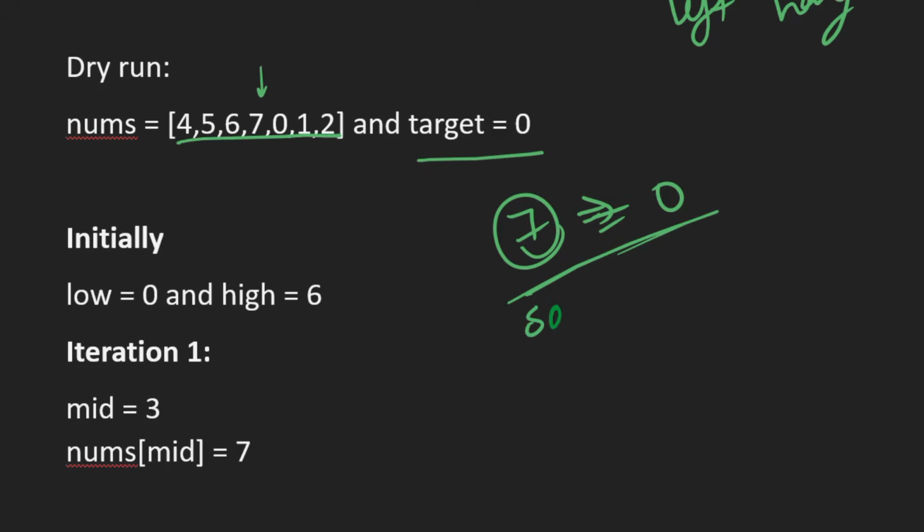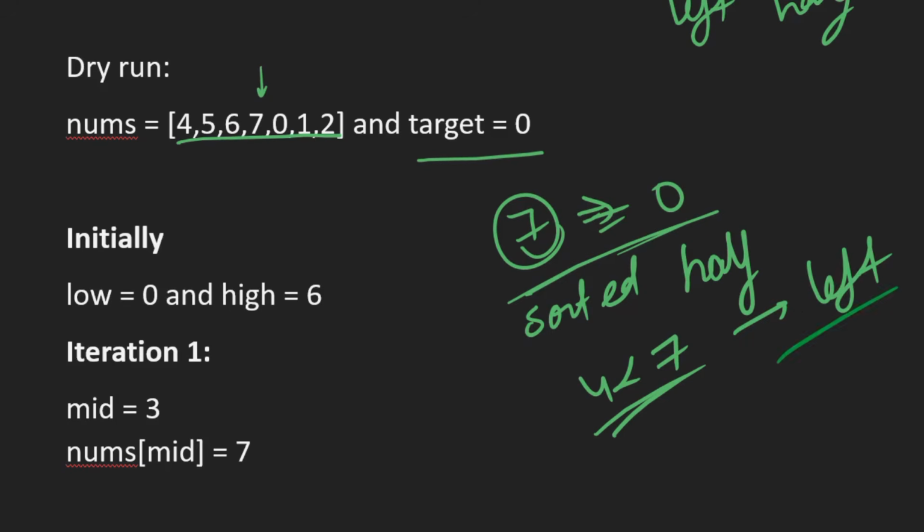Then what we do is we need to find the sorted half. Which half is a sorted half? So 4 is less than 7. So left half is sorted. This 4 to 7, left half is sorted. Now we try to find whether our target lies in this half. Is 4 less than or equal to 0? No, this condition is not satisfied. That means our target doesn't lie in the left half.